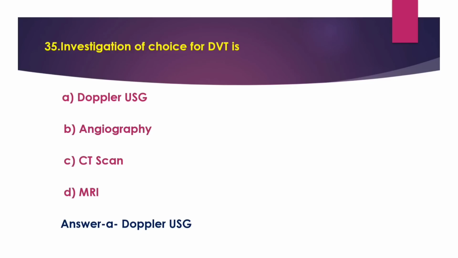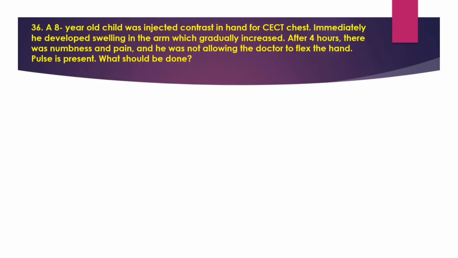Doppler ultrasound is an imaging test that uses ultrasound to look at the flow of blood in the veins. It can detect blockages or blood clots in the deep veins. It is a standard imaging test to diagnose deep vein thrombosis, that is DVT. Moving on to the next question, question number 36.